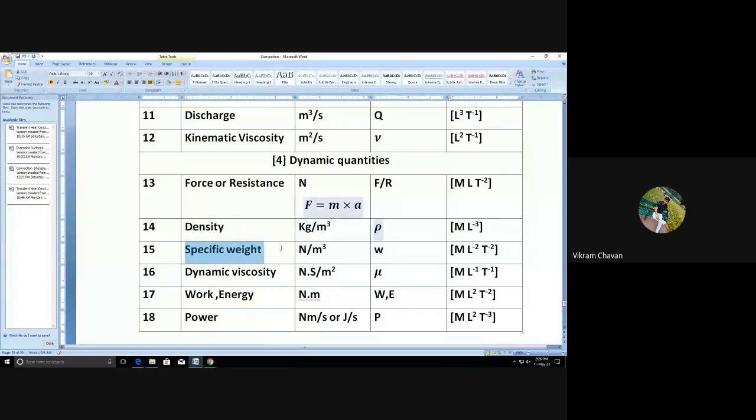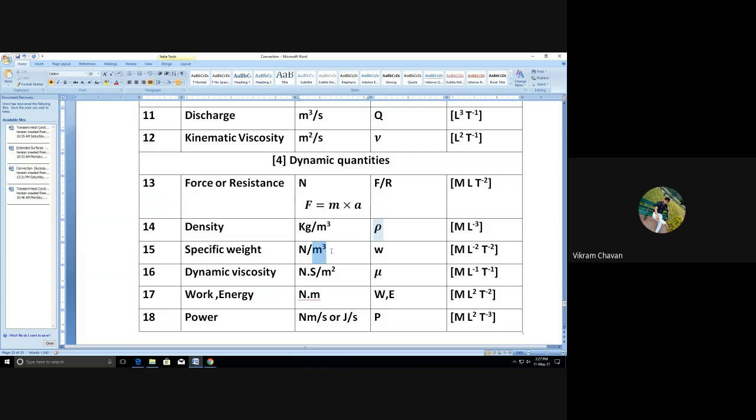Then specific weight. Okay, specific weight. Specific weight formula, if you do not remember, you remember the unit as Newton per meter cube. Now in this case, if you know the Newton dimension, or if you do not know the Newton dimension, derive it from the force equation, that is mass into acceleration. Then you will come to know the Newton dimensions and divided by meter cube.